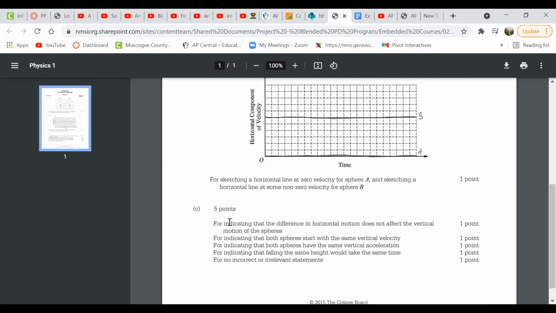Exactly. So here we've got 1 point for indicating that the difference in horizontal motion does not affect vertical motion. Vertical and horizontal are independent. 1 point for indicating that both spheres start with the same vertical velocity. They start from rest. 1 point for indicating that both spheres have the same vertical acceleration, g. They're on Earth. 1 point for indicating that falling the same height would take the same time. They start from the same height. And then 1 point for no incorrect or irrelevant statements. If you just make it through without making a mess up, you get an extra point. They're like, good job, bud. You made it to the finish line.